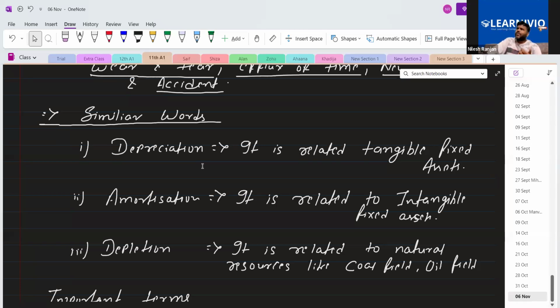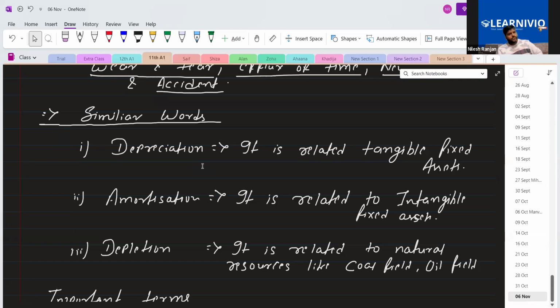Depletion is related to natural resources like coal field, oil field. So if there is any coal field and you take coal from it on a regular basis, then after some time the value of the coal field will reduce. Generally, what happens is that the government allots coal fields and oil fields to companies, and they use the resources, produce the coal or oil and then sell it in the market. So slowly all the stock under the field is reducing. That's why the value of the coal field will also reduce. So it is called depletion.